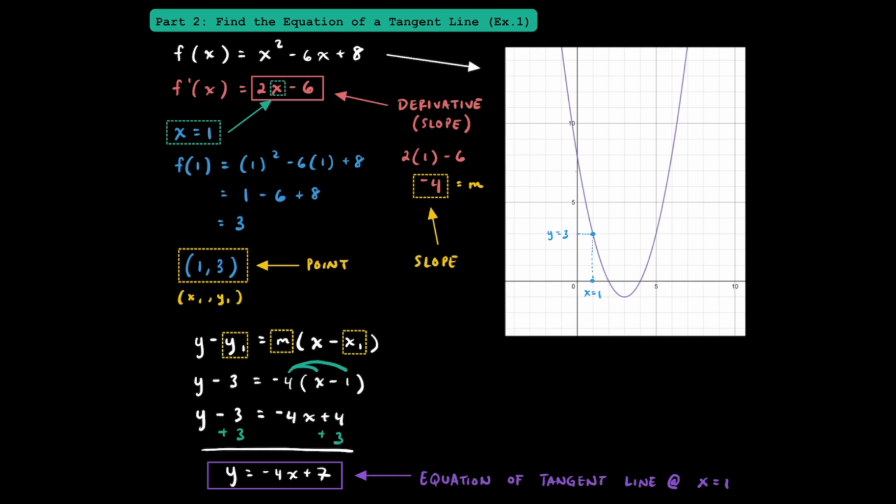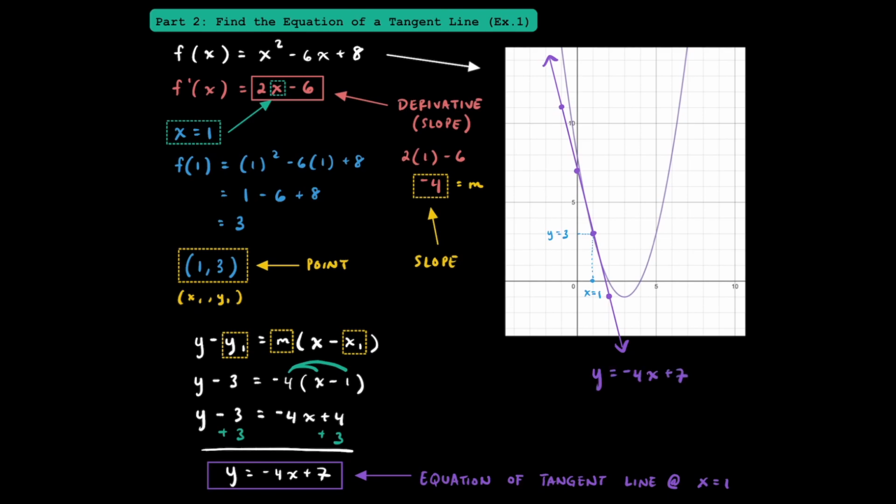Our y-intercept is going to be 7, so I'm going to plot that right over here. And our slope is going to be negative 4, so I'm going to go down 4, 1, 2, 3, 4, and to the right 1, 1. Here we can see our point of tangency is at (1, 3). Going down 4 more units, 1, 2, 3, 4, and to the right 1, we can plot another point here at (2, -1). Connecting these points here, we get our tangent line of y is equal to negative 4x plus 7.